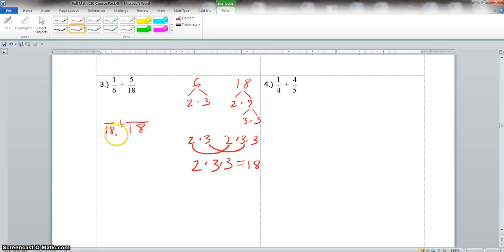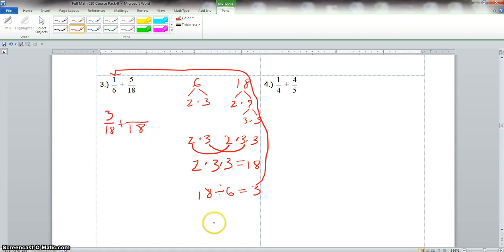Now, what we do again, we take the new denominator divided by the old denominator. So we have 18 divided by 6, which gave us 3. So now we would take this 3 and multiply it by this numerator. 3 times 1 is 3.